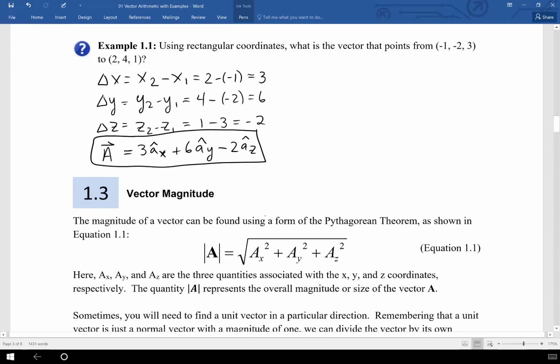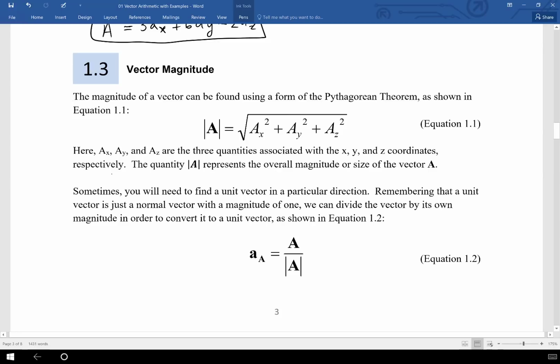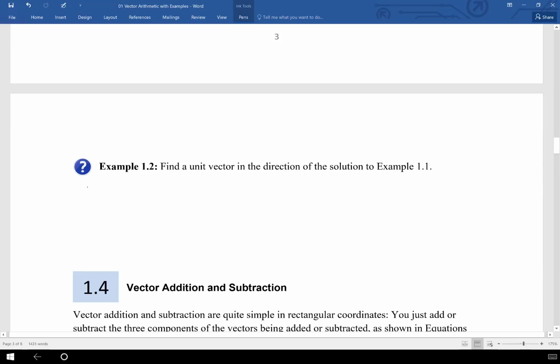Now there are lots of other things we can do with vectors as well. One of them is we can use the Pythagorean theorem to calculate the magnitude. You just simply take the square of each of the 3 dimensions, sum them, and take the square root. And most interestingly, you can convert any vector into a unit vector by dividing the original vector by its magnitude. As you can see in equation 1.2, taking the original vector, determining its magnitude, and then dividing by the magnitude can allow you to create a unit vector in the direction of your interest. So let's consider that example from the previous page, from example 1.1.